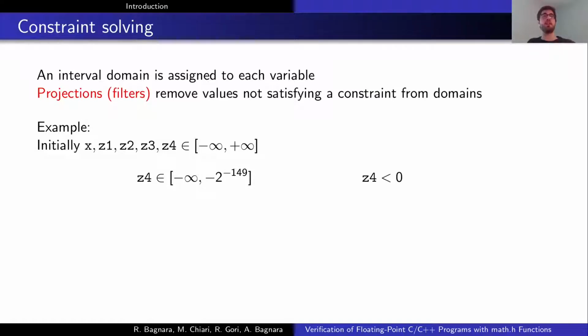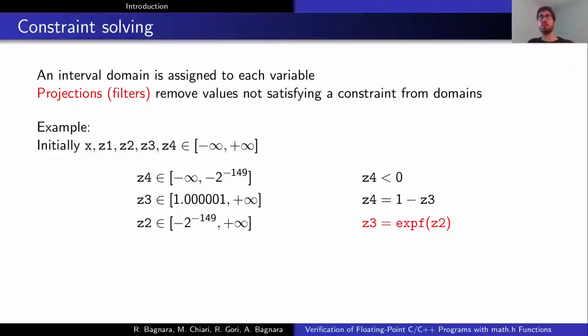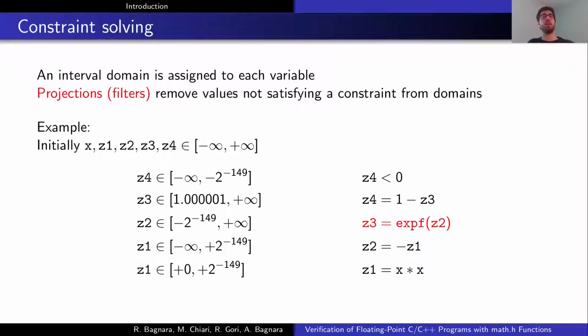So we can start here with z4 must be less than 0. So we remove from its domain all the positive numbers. Then we have z4 equal 1 minus z3. So we remove from the domain of z3 all numbers lower than or equal to 1. And we go on by applying the propagation algorithms for all the constraints that we have. And finally, we end up with the solutions in the interval for z1. And all of the filters for these constraints are already present in the literature. We just need to provide the one for the exponential and mathematical library functions.